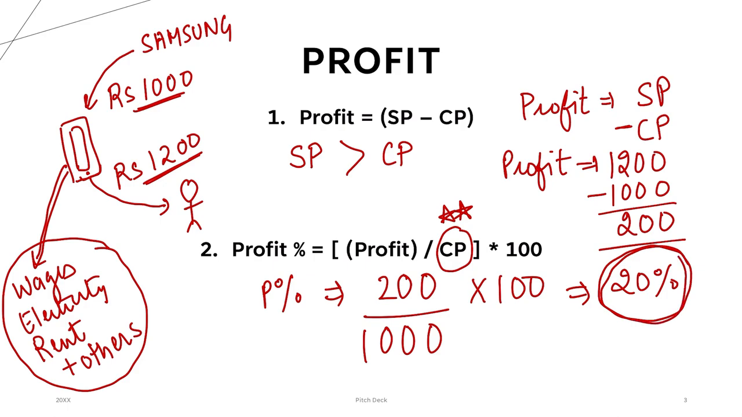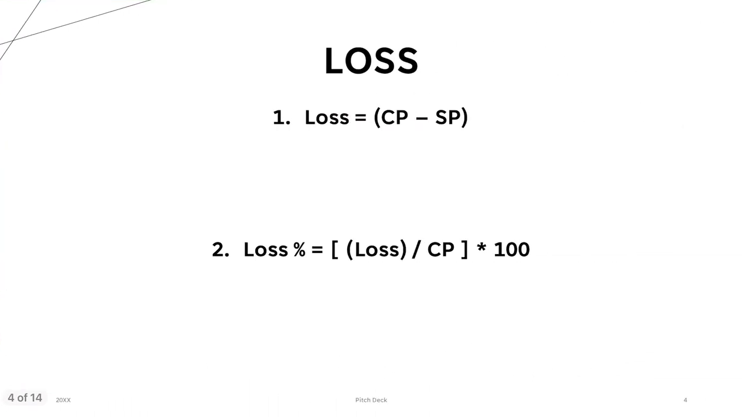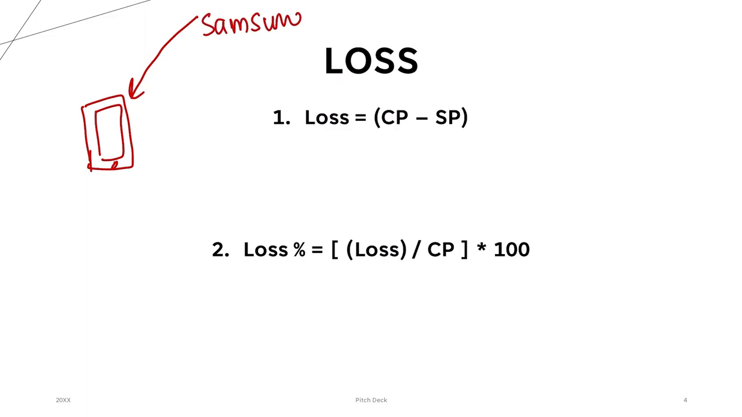Now, when we see loss and loss percentage, this picture will get even clearer, right? Now, second thing. Again, take an example. You are buying a mobile phone from Samsung, and you're selling it to a customer. Why would a loss happen?